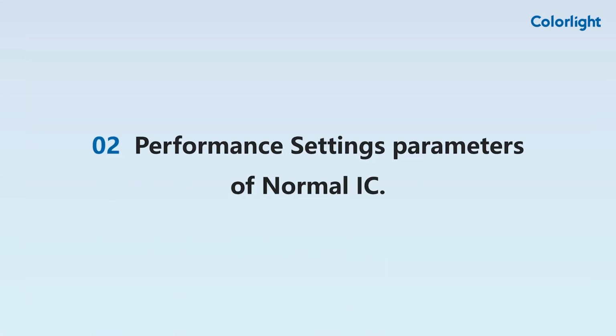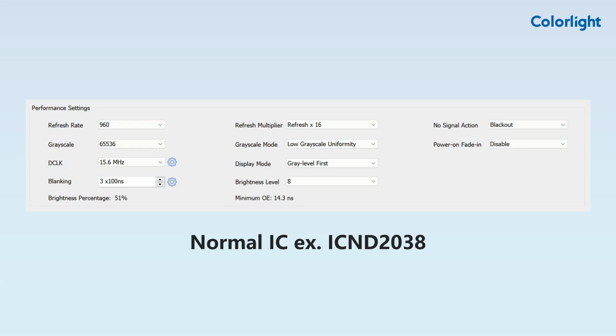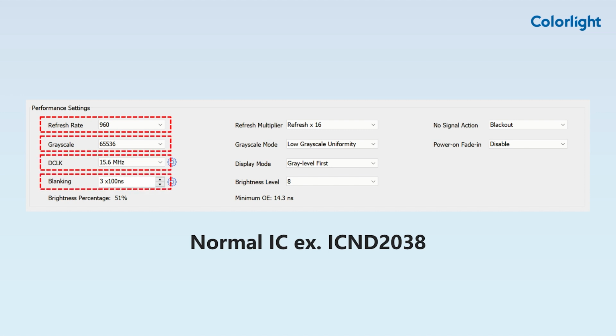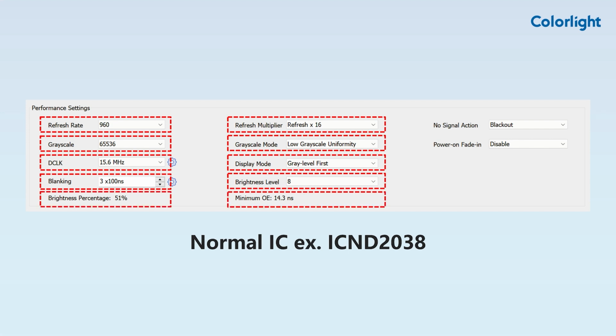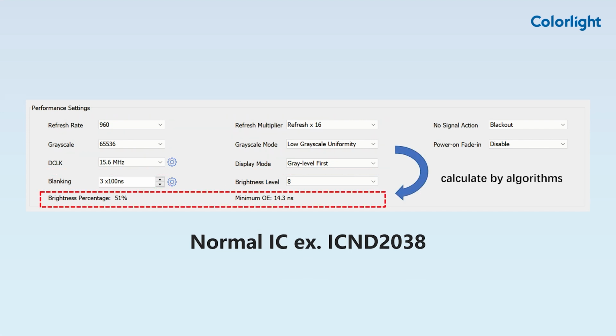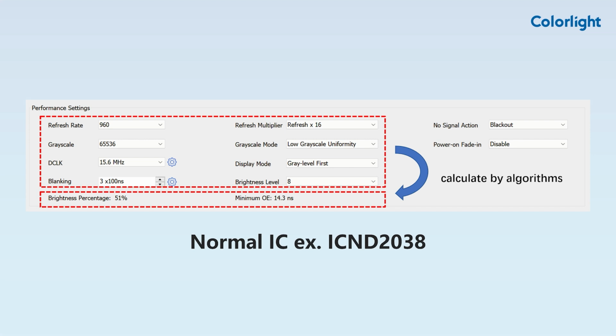Part 2, Performance Settings Parameters of Normal IC. Here, using the normal IC as an example, we can see that the Performance Settings interface includes refresh rate, grayscale, DCLK, blanking, refresh multiplier, grayscale mode, display mode, and brightness level. A total of 8 adjustable parameters. Additionally, at the bottom of the interface, you'll find brightness percentage and minimum OE time. These two values are calculated by the software's internal algorithms based on the settings of the other parameters and can help you determine if your settings are reasonable.